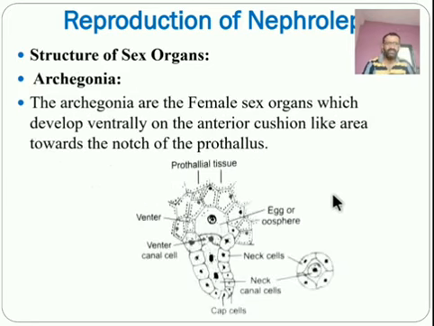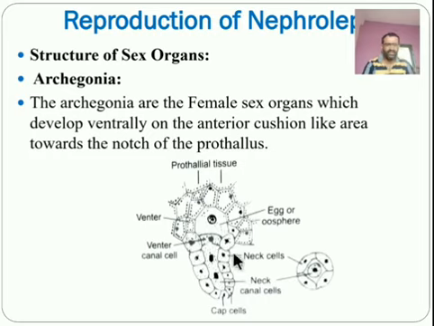Let us see the structure of archegonia. The archegonia are the female sex organs which develop ventrally on the anterior cushion-like area toward the notch of the prothallus. Each archegonium is a sessile structure, no stalk is there. These are inverted flask-shaped structures that consist of a globular venter and a tubular neck. This is the neck, and this is the venter, the globular structure.